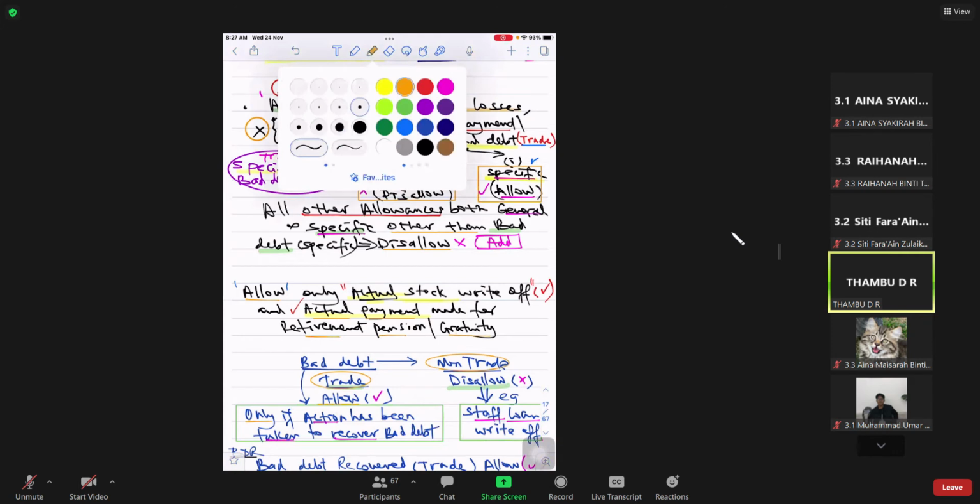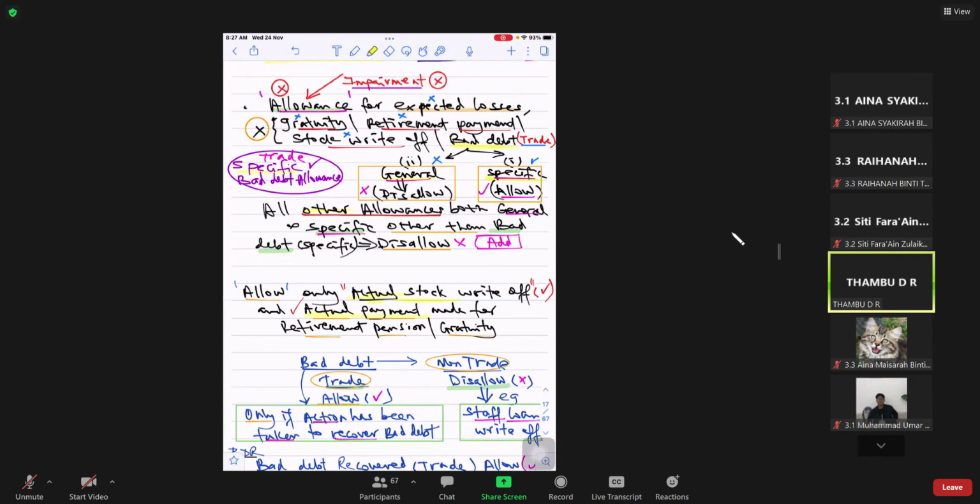You must look at this: all other allowances, both general and specific, other than bad debt, disallow. Okay. Allow only actual stock write-off.